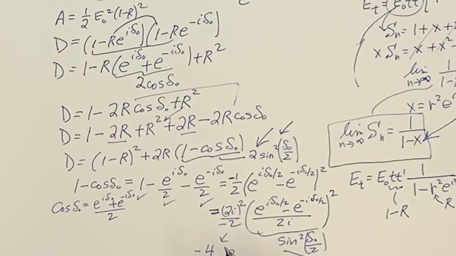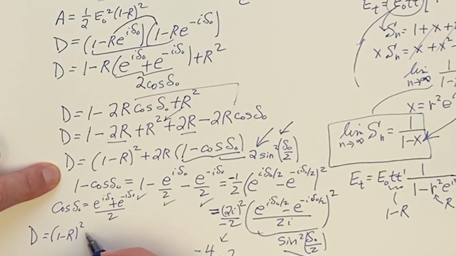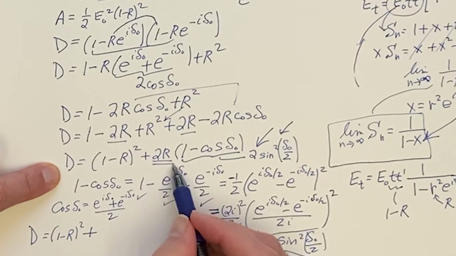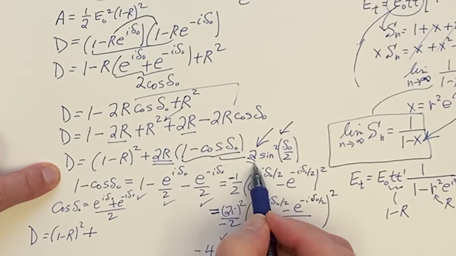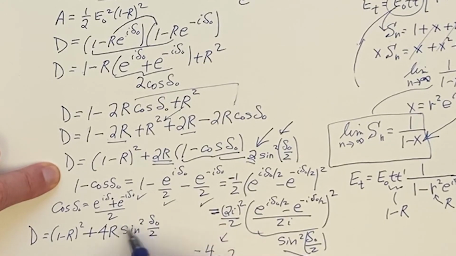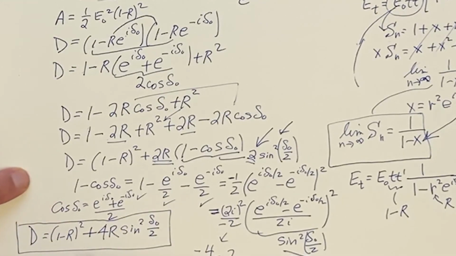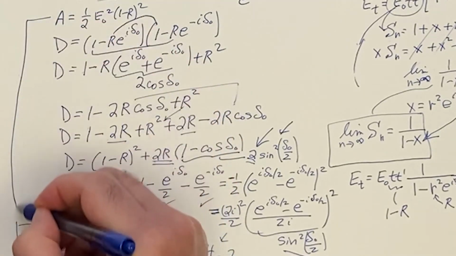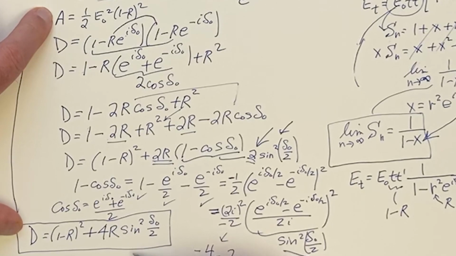Okay, so now that means we can replace this D equation here with 1 minus R quantity squared, and then plus this 2R is going to hit this 2 to make this 4R, and then this sine squared of delta naught over 2 goes for the ride with us. Now we take that and we take the A. So we need to divide the A by this because the A was our numerator, and we're going to divide.